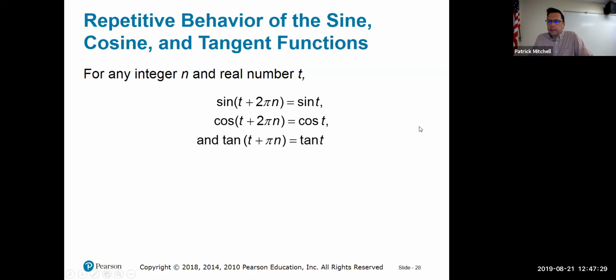Okay. This looks similar to the last couple slides. So for example, 2 slides ago, it said that the sine of t plus 2 pi is equal to the sine of t, and the cosine of t plus 2 pi is equal to the cosine of t, et cetera. What this number n is saying is that you could go around and around as many times as you want. And as long as you go by a multiple of 2 pi for sine or cosine, or you go by a multiple of pi for tangent, then you will still keep landing in that same point.